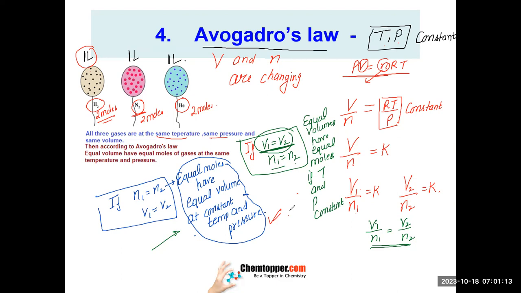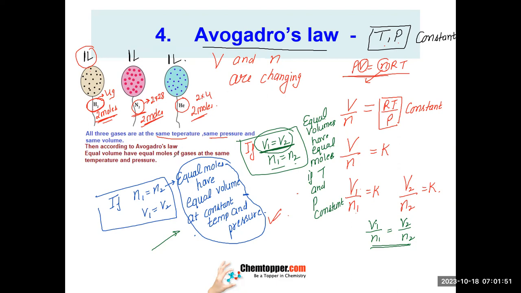Arjun, can you tell me, 2 moles, what's the mass of 2 moles of hydrogen? No, Arjun, again wrong. 4 gram. 1 mole is 2 gram. What's the mass of 2 moles of nitrogen? 1 mole is 28. 2 moles is 2 times 28. Arjun, again wrong. What's the mass of 2 moles of helium? 2 times 4. So is the mass same?